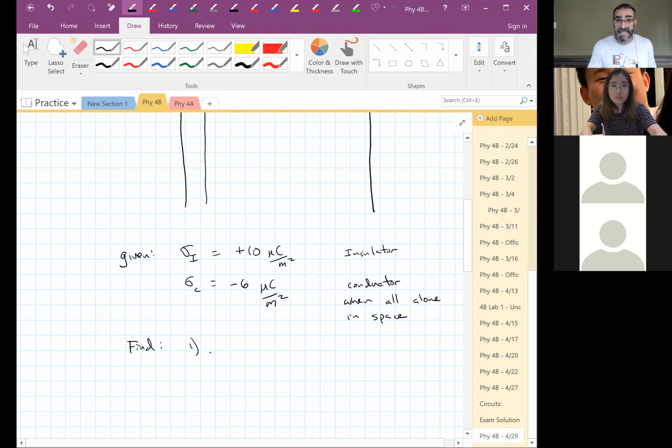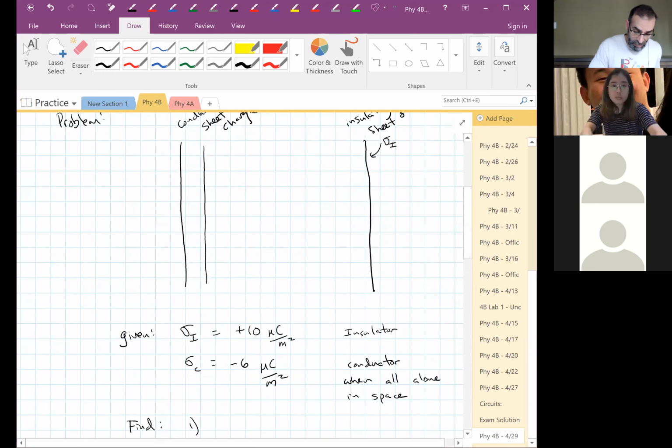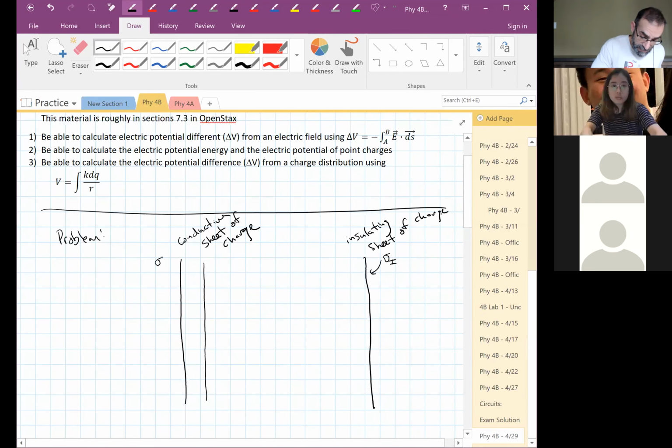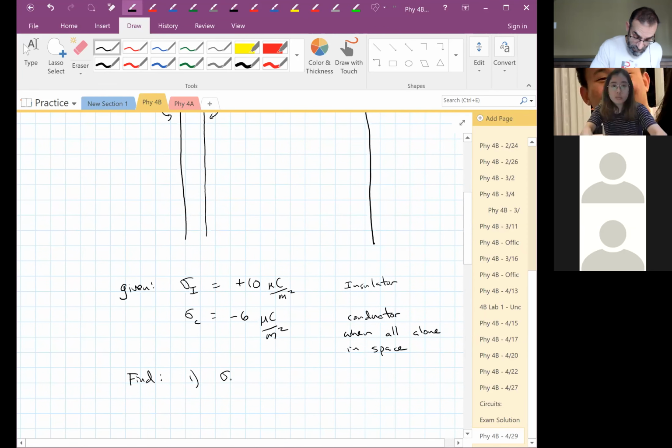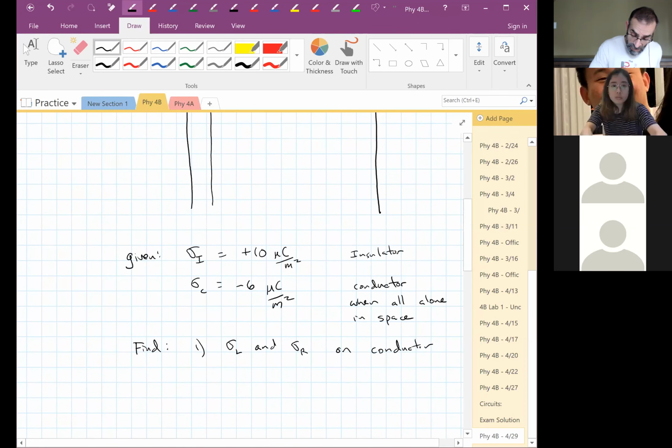what is the charge density on each side of that conductive plate? I'll call it sigma left and sigma right. Those are the charge densities on the conductor after the insulator is brought in air.